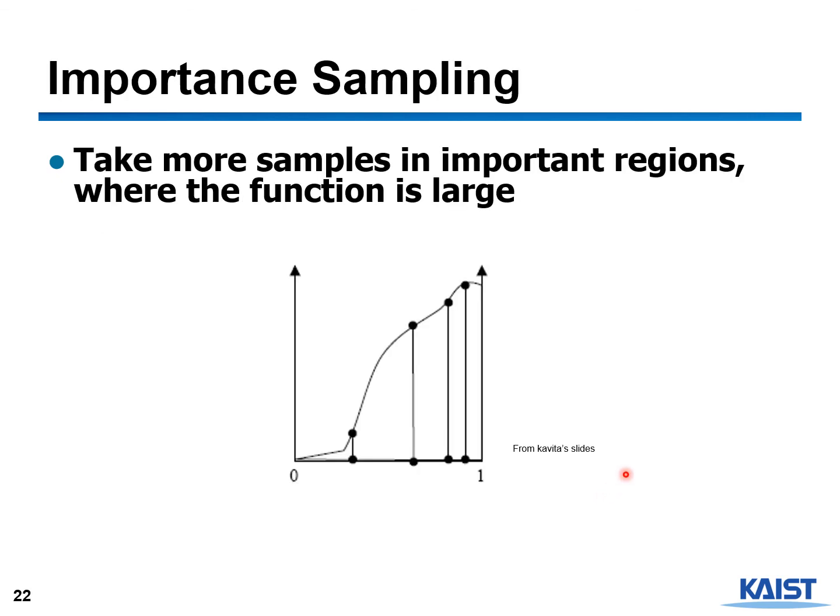I'm not going to talk about the details of importance sampling, but there are techniques known as importance sampling. Its main idea is that we take more samples in the important region, in other words, the region where the function has very big values. Then we can show that the variance of importance sampling can have a faster reduction rate than just using uniform sampling.